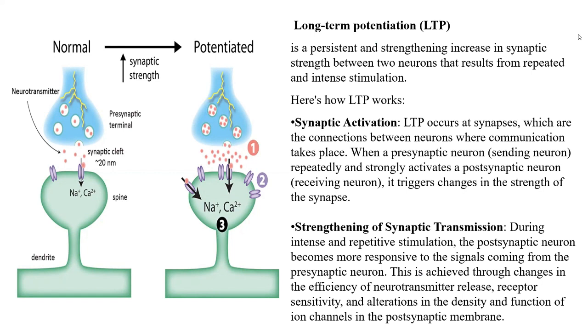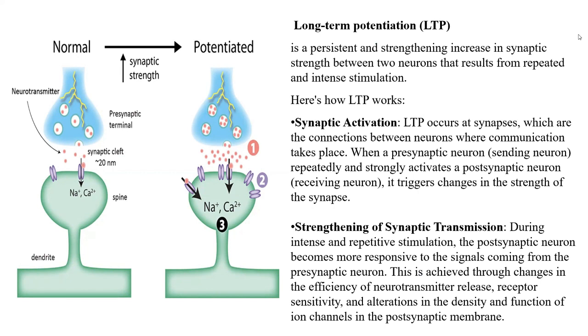Then what is the strengthening of synaptic transmission? During intense and repetitive stimulation, the postsynaptic neuron becomes more responsive to the signals coming through the presynaptic neuron. This is achieved through changes in the efficiency of neurotransmitter release, receptor sensitivity, and alterations in the density and function of ion channels in the postsynaptic membrane. So this is long-term potentiation. It is a persistent and strengthening increase in synaptic strength between two neurons, which occurs from repeated intense stimulation. There are two processes involved in LTP: synaptic activation and strengthening of synaptic transmission.